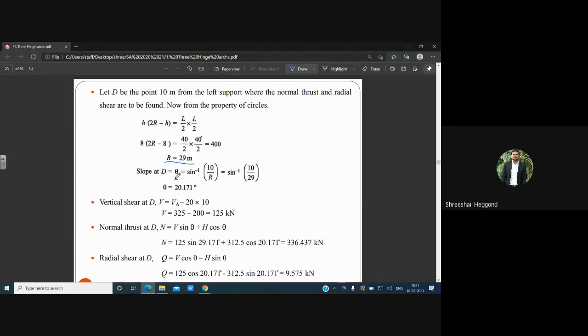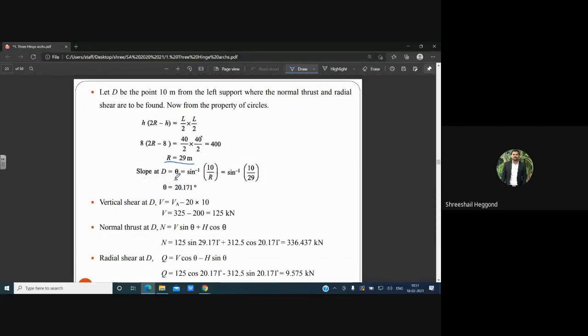That can be calculated as the vertical shear at D point can be written as V equal to summation of Fy. Summation of Fy is, already we know the reaction at A point, that is Va minus 20 into 10 is UDL acting. That gives as 125 kilonewton. This is V, the vertical reaction.